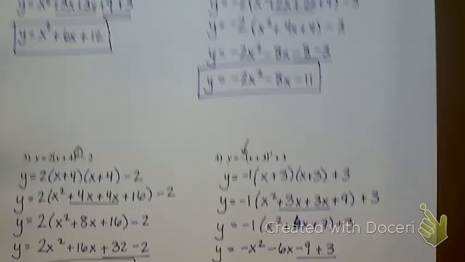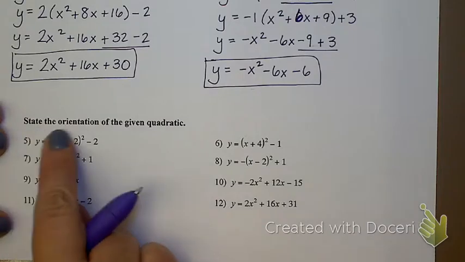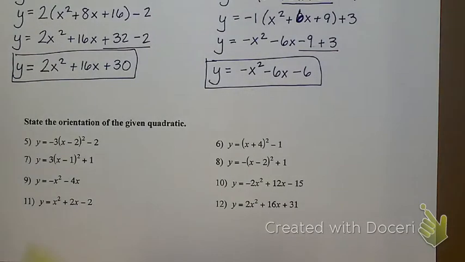So on your homework, you have some problems like this. You also have some problems that say state the orientation of the given quadratic. Now those instructions might not make much sense to you, but really all I want to know is, does the graph open up or down? So how do we know that? We always look at our A value, or the first thing.